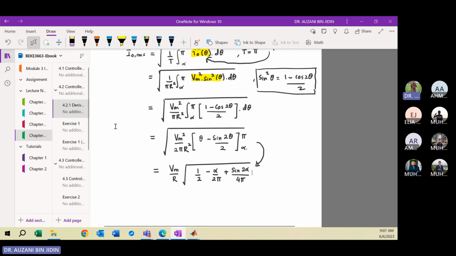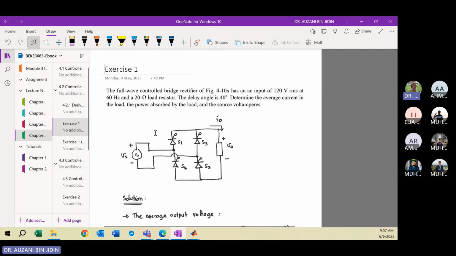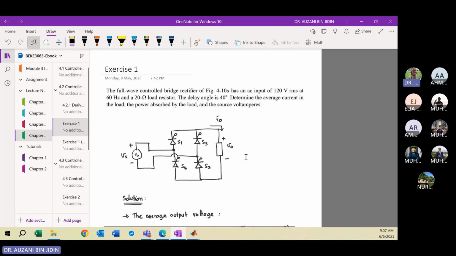Okay, then we go for the exercise. This is exercise number 1 before we take a break for 10 minutes. Just a simple, very straightforward exercise. Exercise number 1, full wave bridge rectifier.